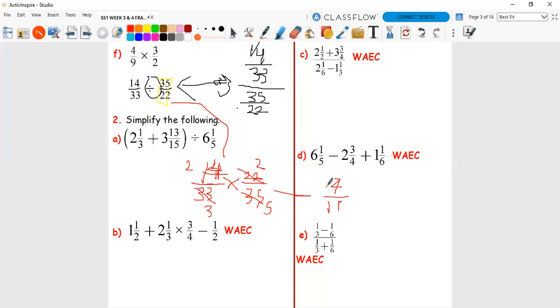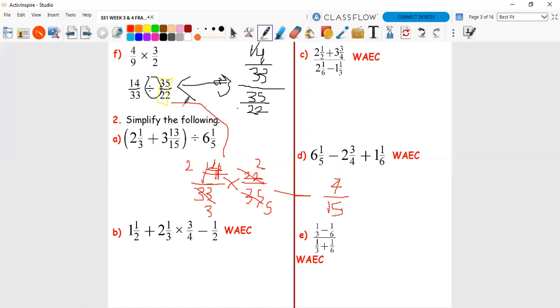Okay. So you can try. Let me clean this 5. It's not a proper 5. And try some questions on your own. Of course, some of you have passed your WAEC, so some of these questions won't be difficult for you to understand.